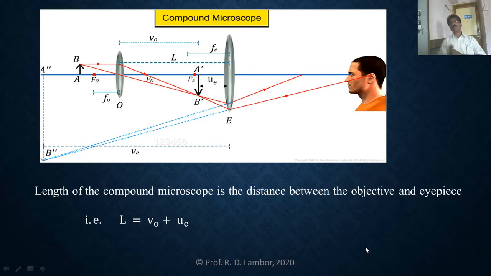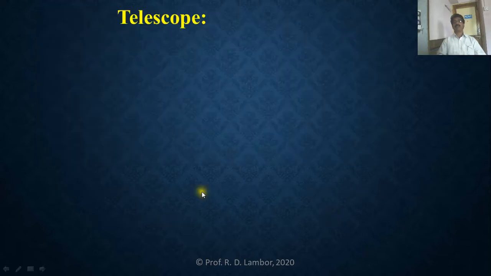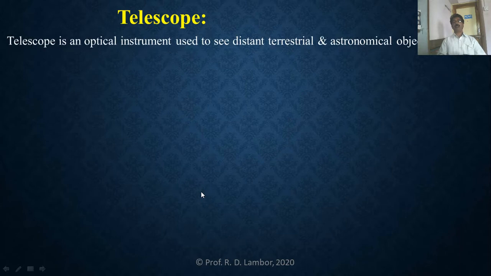So let us shift towards third optical instrument, and that third optical instrument is nothing but telescope. So what is telescope? Telescope is an optical instrument used to see distant terrestrial objects as well as distant astronomical objects clearly, so that their minute details can be seen clearly. Depending upon whether you want to see terrestrial objects or astronomical or cosmic objects, there are two types of telescope.